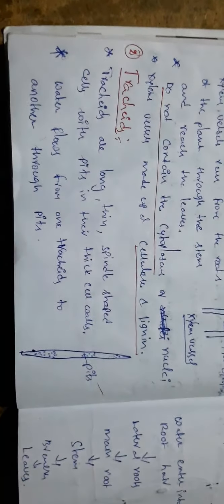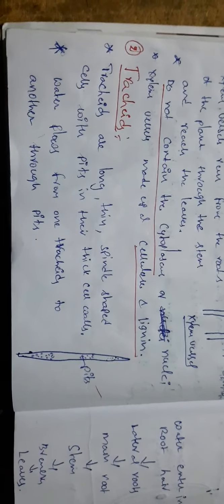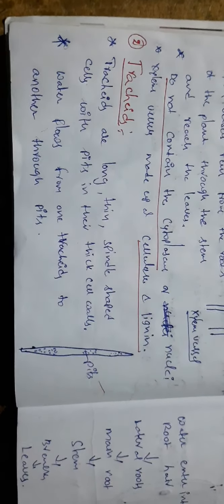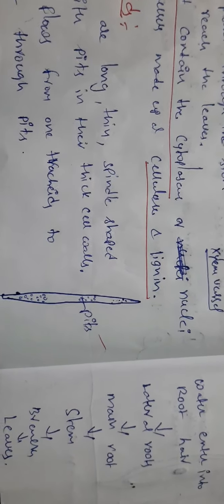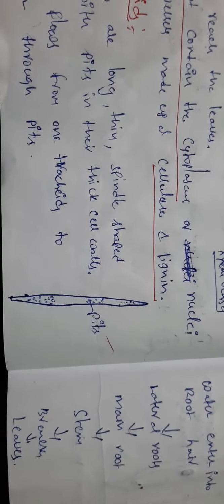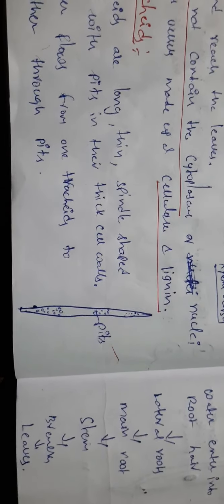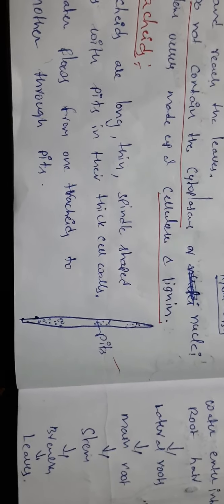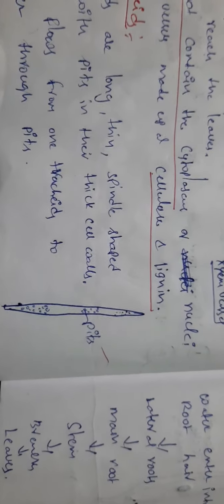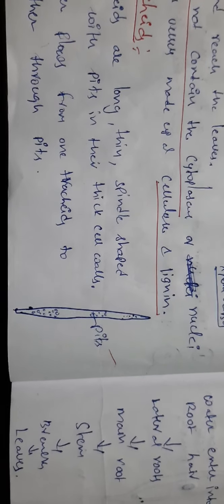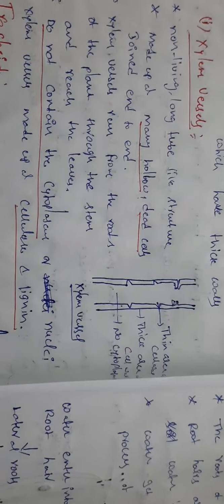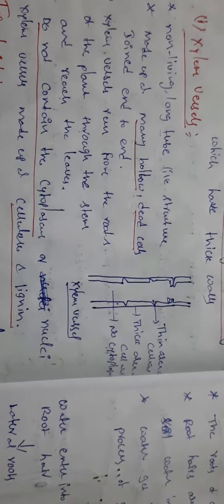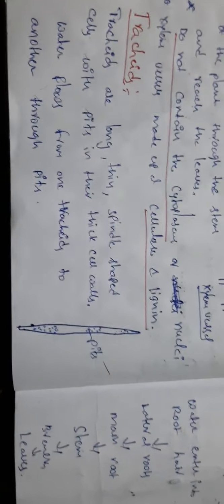Tracheids. Tracheids are long, thin, spindle-shaped cells with pits in their thick cell walls. See here in the center, pits. Pits are what we call holes. What is the function of xylem? To transfer water and minerals, right? So the pits look like holes, and the water enters into the pits. Because the xylem vessels are non-living cells, yes or no, the water cannot be transported through xylem vessels. The water is transported through tracheids only.